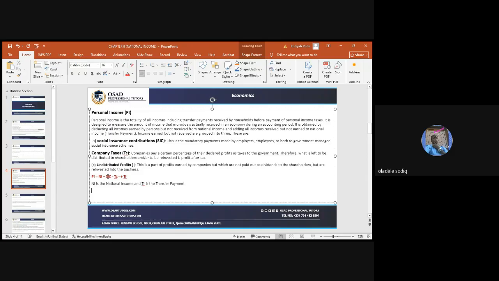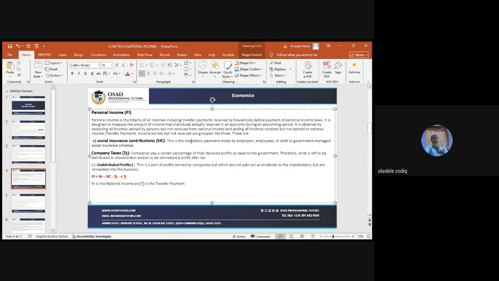Social insurance contribution. And what is social insurance contribution? Social insurance contribution is the mandatory payment. Mandatory means a compulsory payment made by employers, employees, or both to a government managed social insurance scheme. So there's something we call pension. Have you heard about pension before? Yes. Thank God that you've heard about it before. The pension is an example of this social insurance contribution.